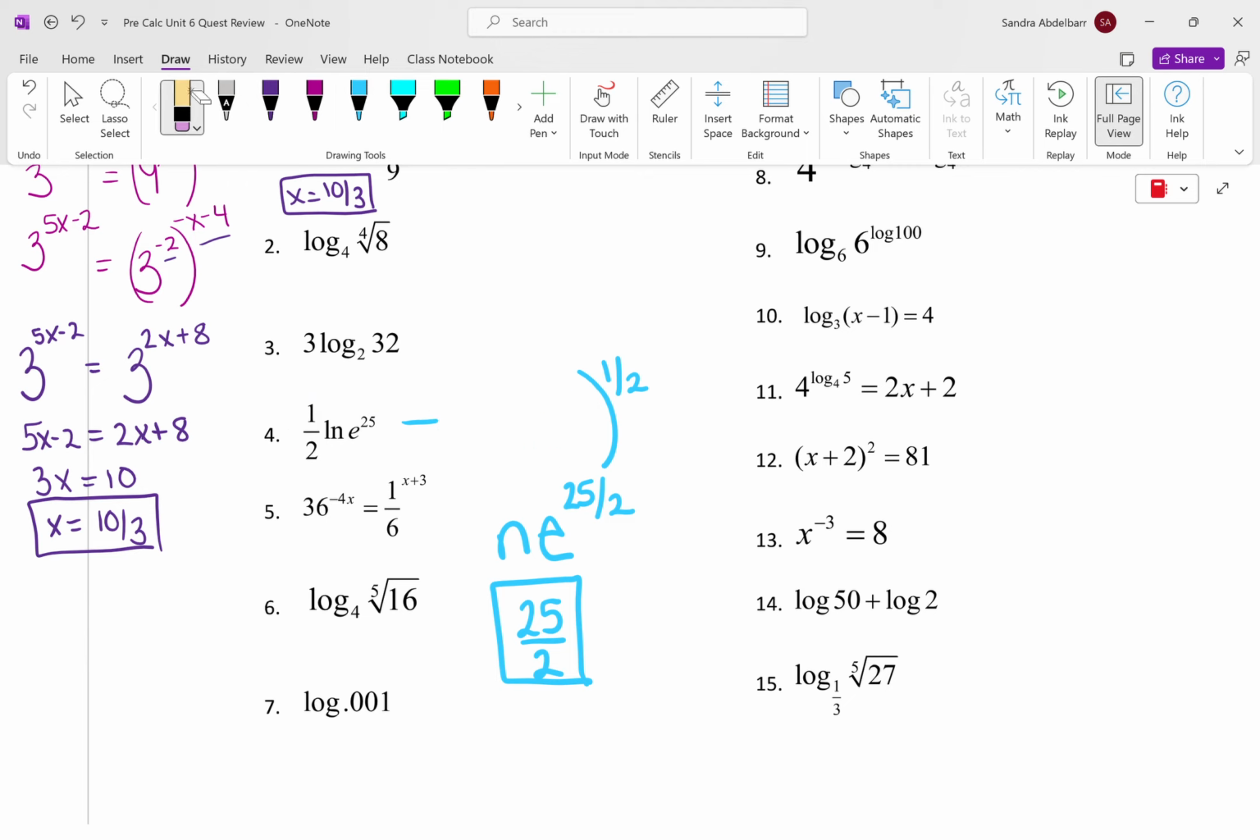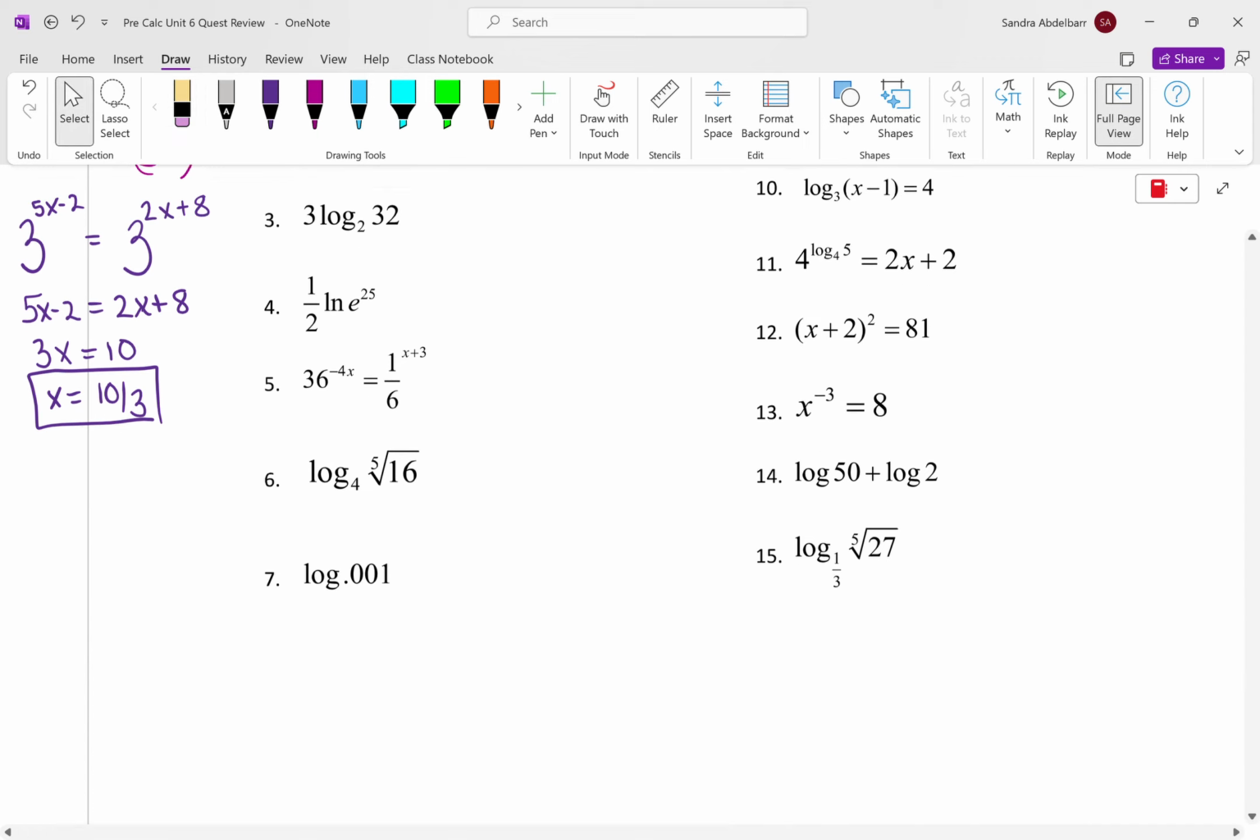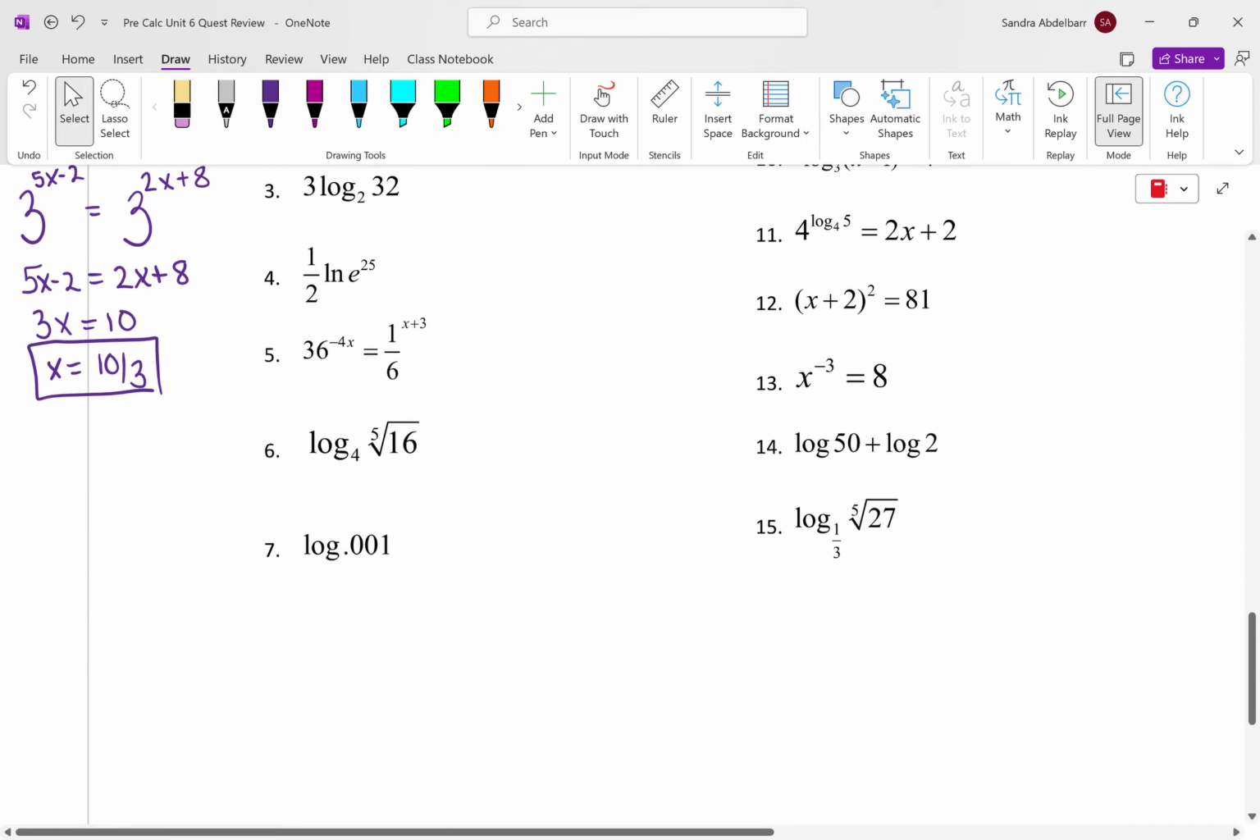We done copying? All right, let me erase this. I think we could skip number 5, right? Or do you guys want to try number 5 on your own? Try it? Okay, try number 5 on your own. Actually, you could try 5 and 6 on your own.